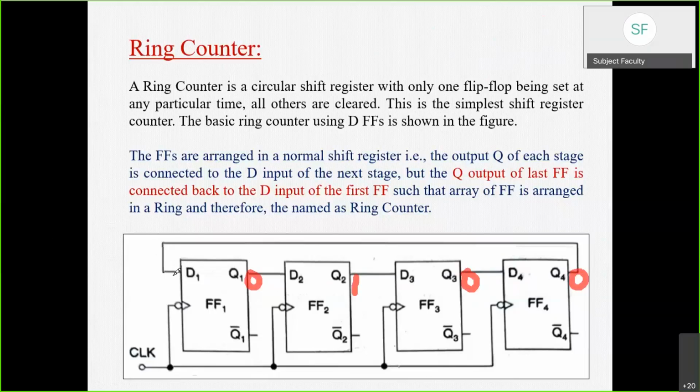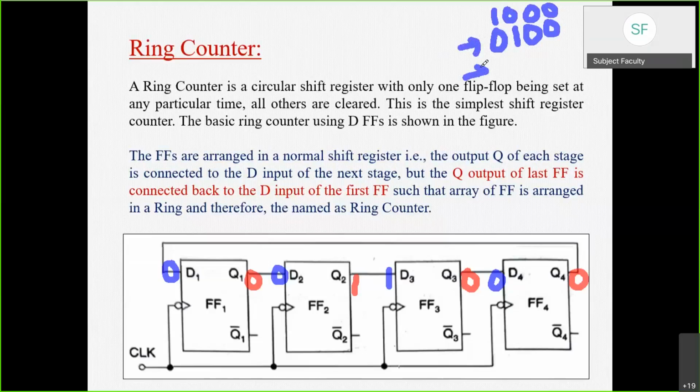So basically, what will be the value of D1? D1 is nothing but Q4. So D1 will now be 0. Q1 is connected to D2, that means D2 will be 0. Q2 is connected to D3, now D3 will be 1. And Q3 is connected to D4, that means it is 0. So initially, it was 1, 0, 0, 0. This we have assumed, and then it became 0, 1, 0, 0 after the first clock pulse.